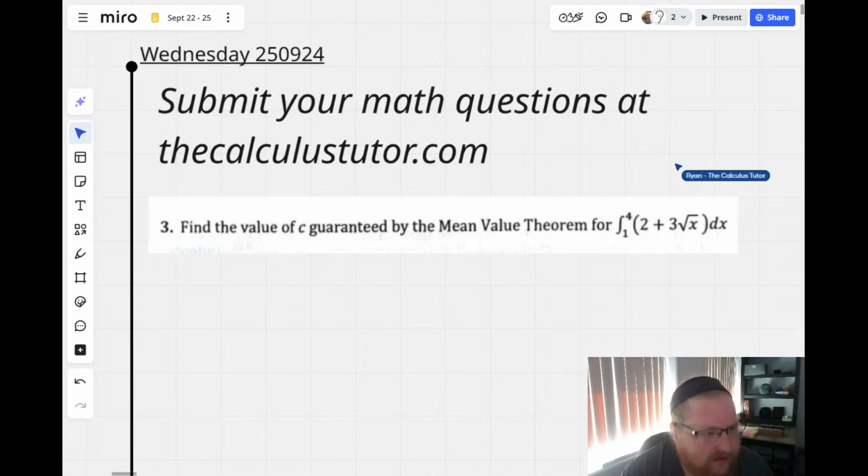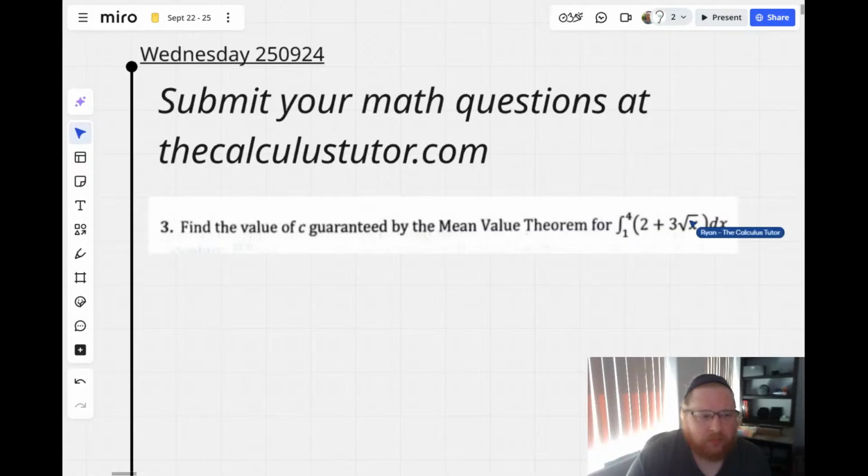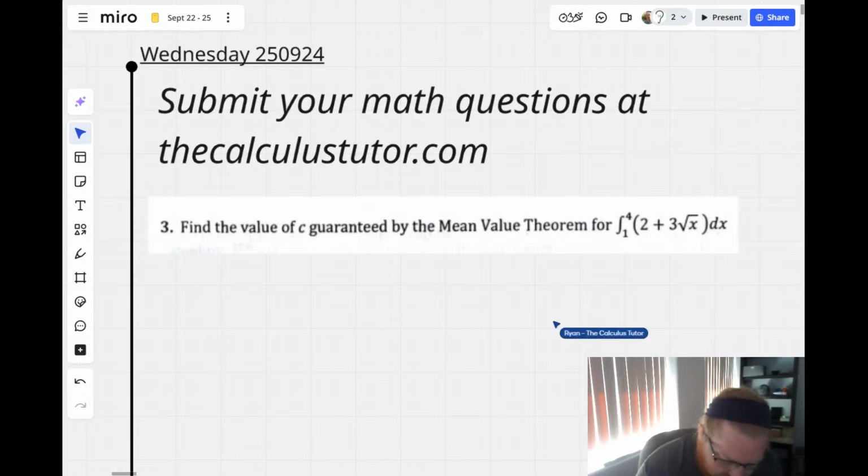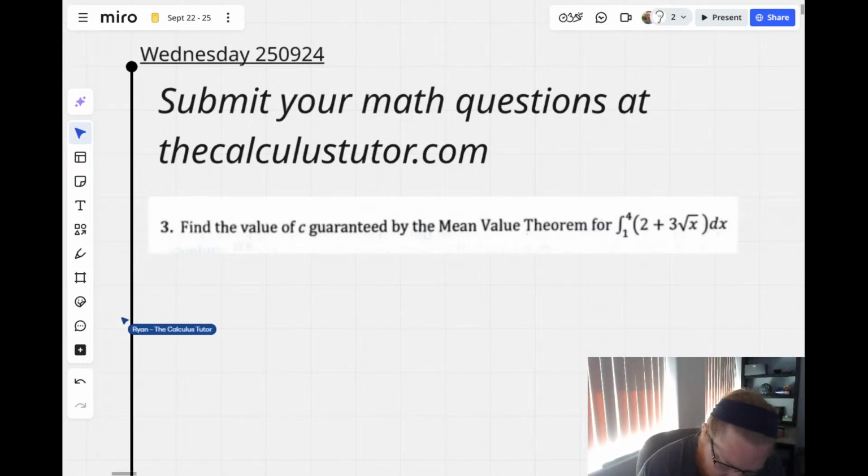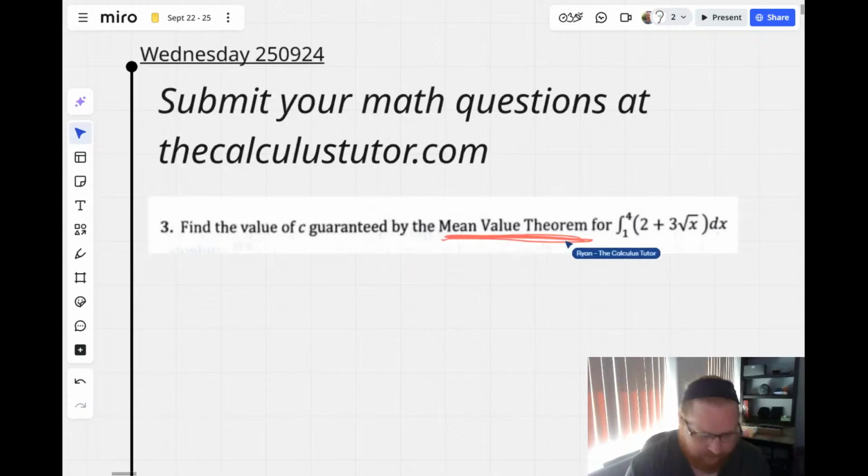Find the value of c guaranteed by the mean value theorem for this integral here, which is the integral from 1 to 4 of 2 plus 3 root x. All right, so we have a definite integral. It's an integral with a square root. So not terribly advanced, but definitely not week 1 integral calculus. We should probably remind ourselves of what this mean value theorem is, right?